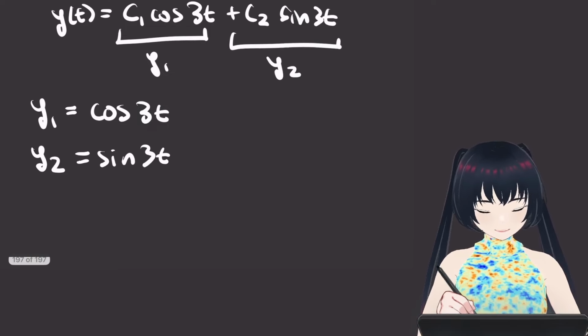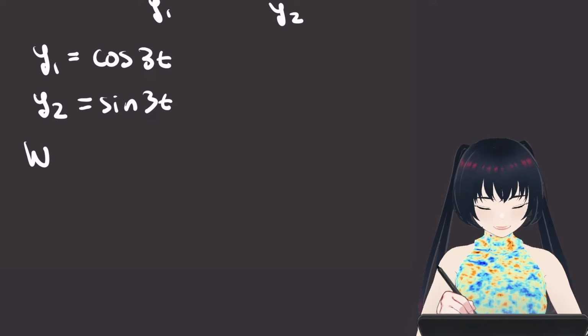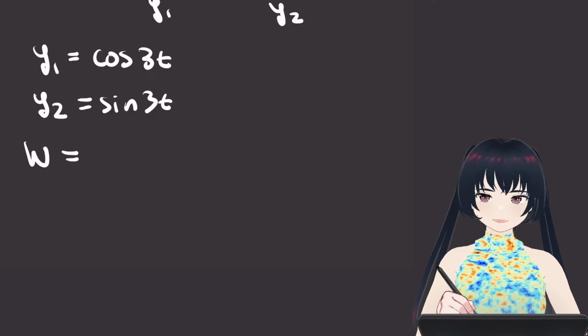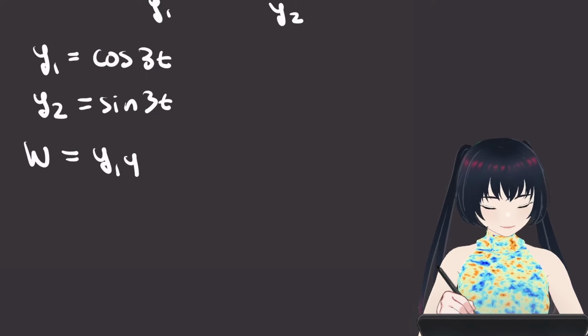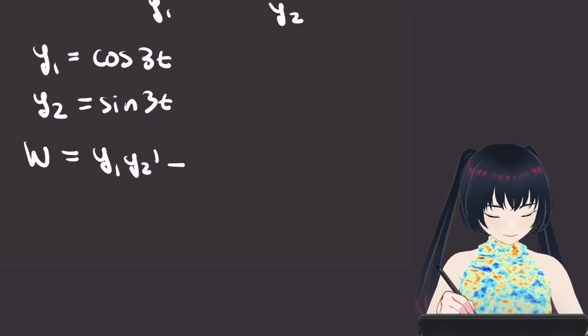Next up, we've got to solve for the Wronskian. Now, of course, this sounds really scary, but don't worry. We know that it's just equal to y1 y2 prime minus y2 y1 prime.